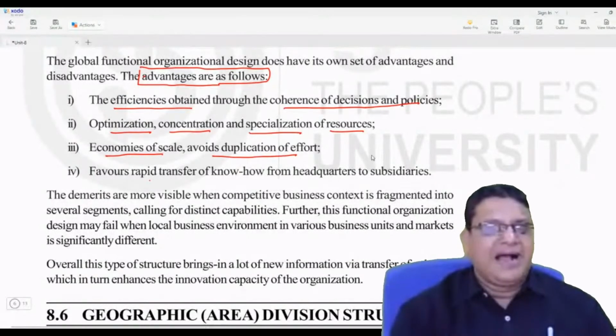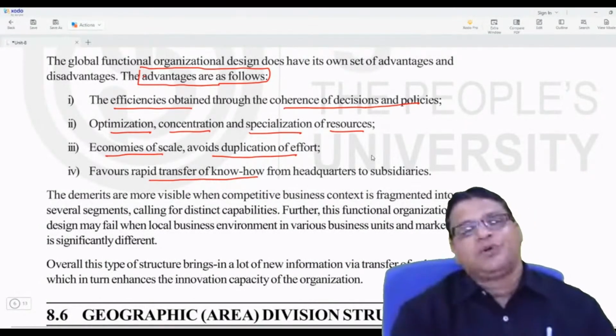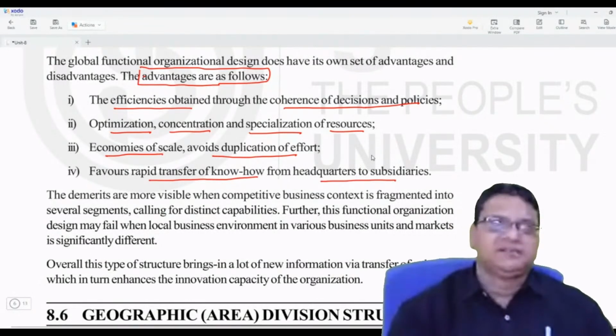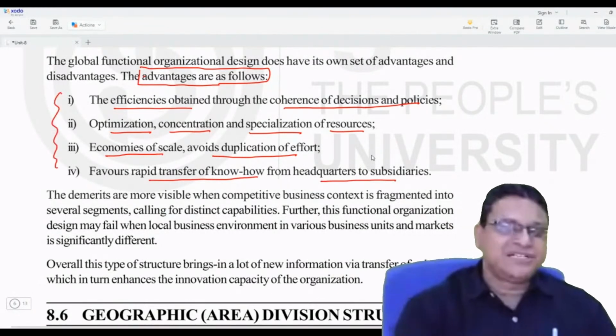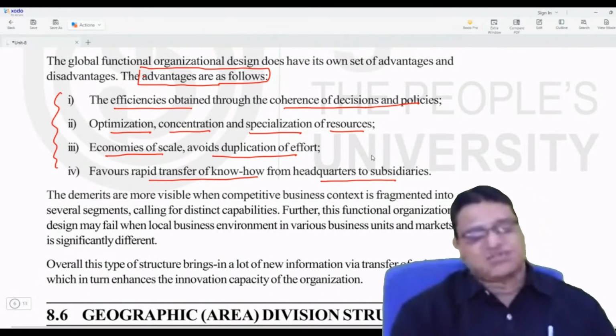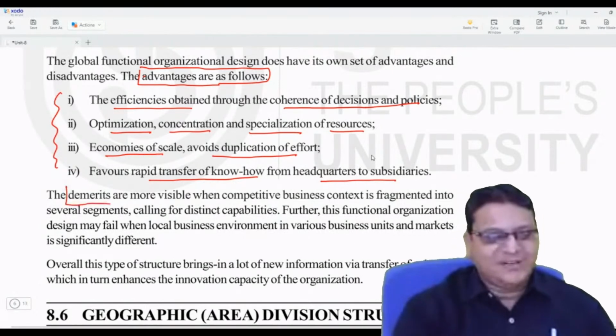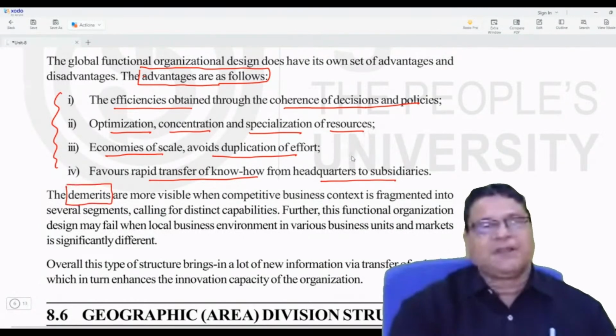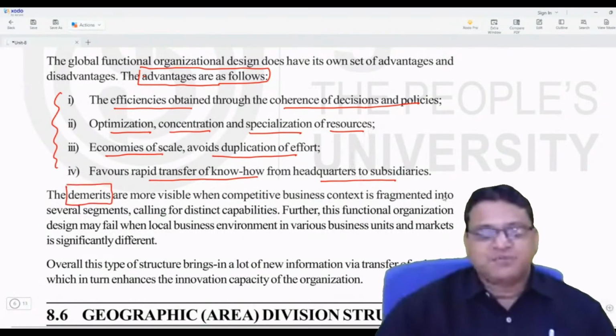and there will be rapid transfer of know-how and knowledge from headquarters to subsidiary. So these are the merits of which structure? Global functional structure, which is a headquarters-based organizational structure for MNCs. There are certain demerits. What are the demerits of this structure? The demerits of global functional structure are as follows.